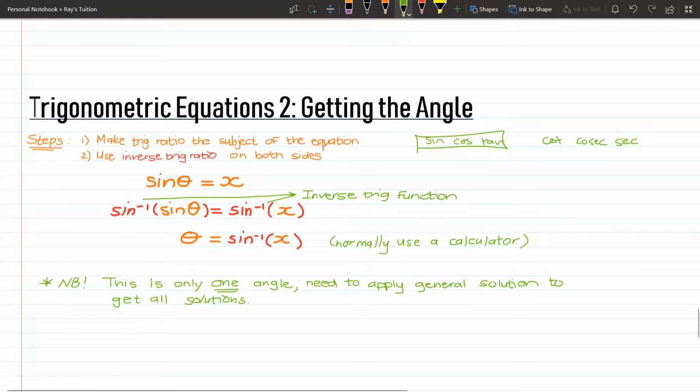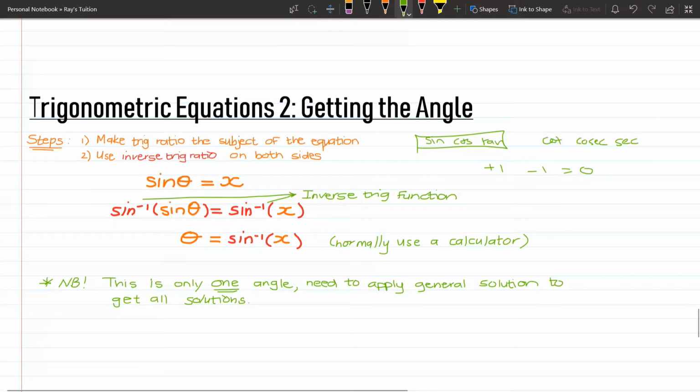So the inverse trig ratio is just the inverse, like how adding is the inverse of subtraction, and it helps us reverse that. So the inverse trig ratio allows us to do that. It is a button that you'll press on your calculator, so don't stress out too much about it.